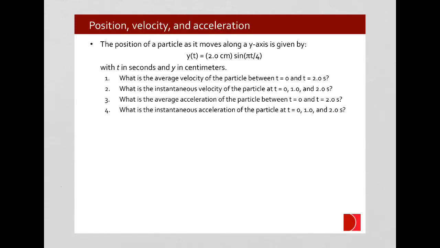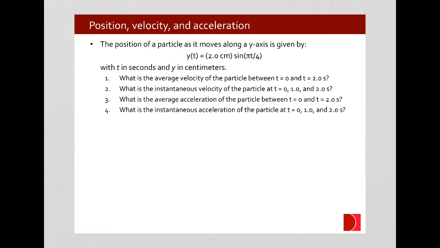Here we are given the equation for the position of a particle. This sinusoidal behavior, basically the particle moves back and forth, and it's what's called simple harmonic motion. We'll see this later on in the class where this comes from and how to deal with it. As long as we're given the position as a function of time, we can find the average velocity, the instantaneous velocity, the average acceleration, and the instantaneous acceleration.